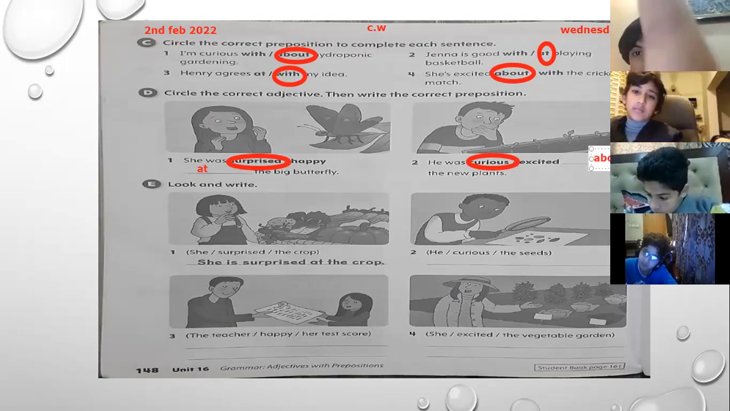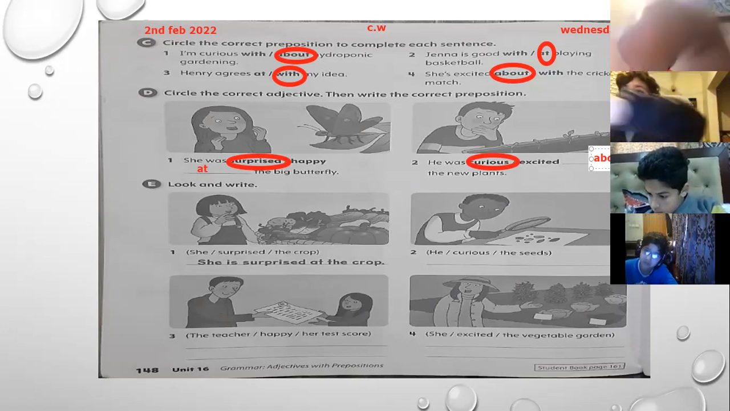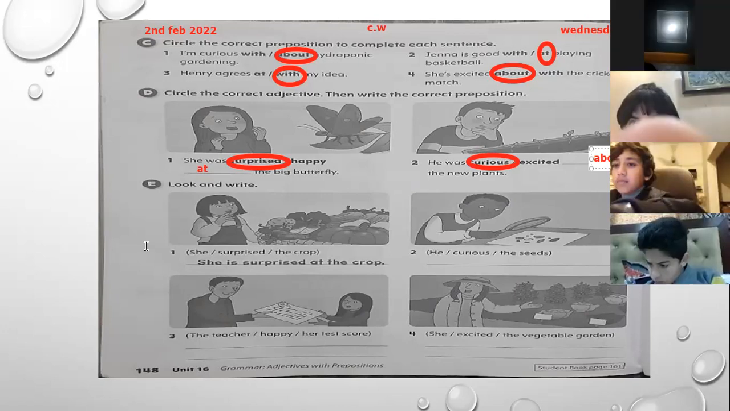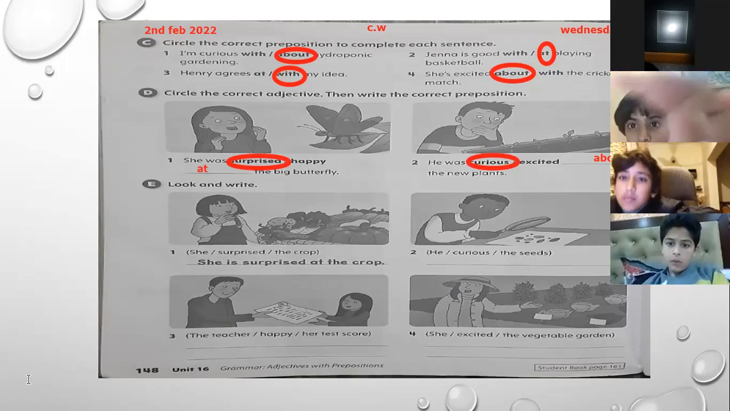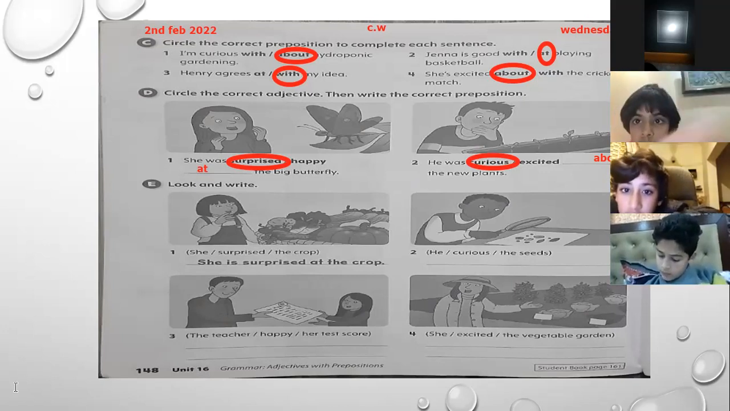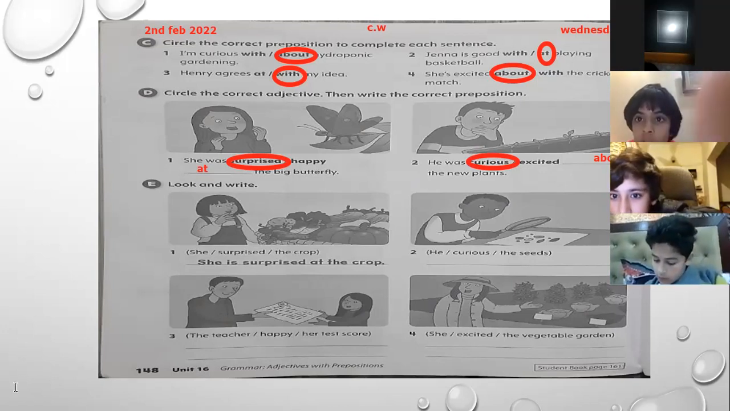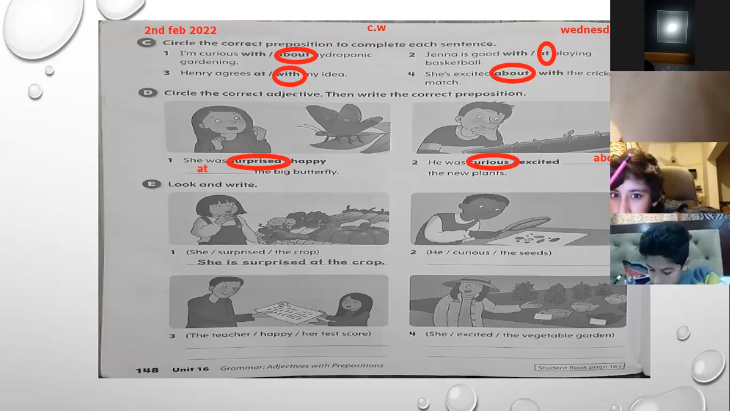Just wait. Let everybody get a chance. Okay. So you see that he was curious about the new plants. So part number 1 is already done. You have to do number 2. Yes, Musa, you can do number 2 now.